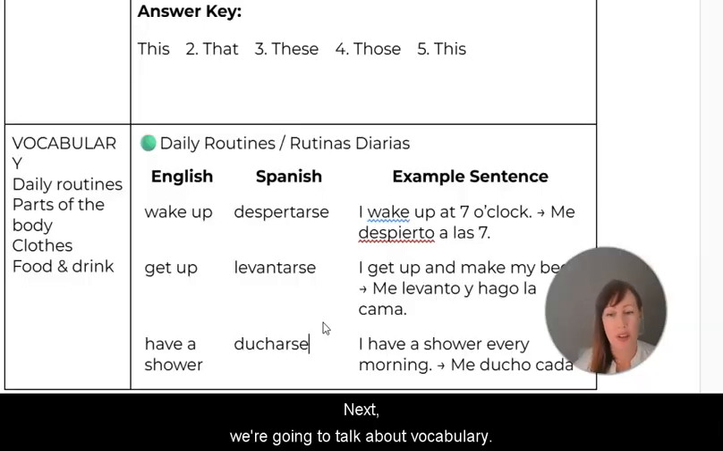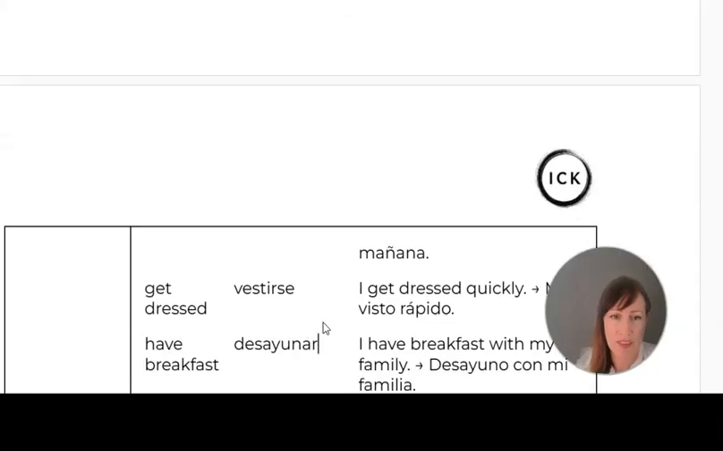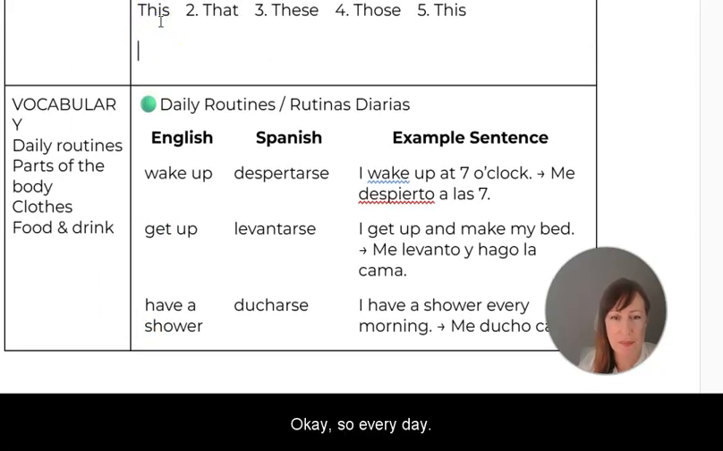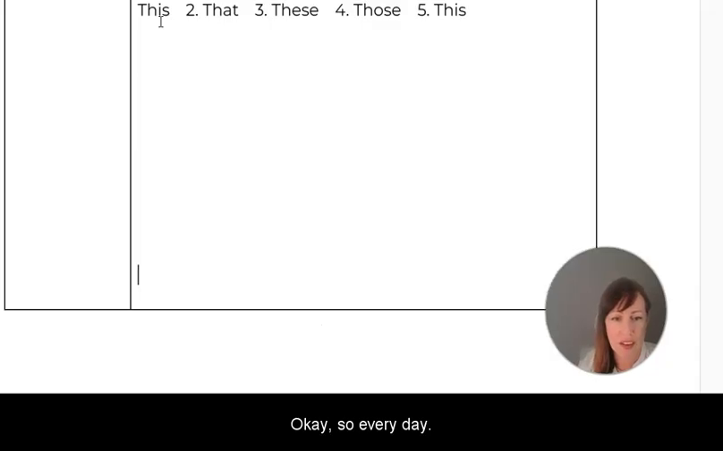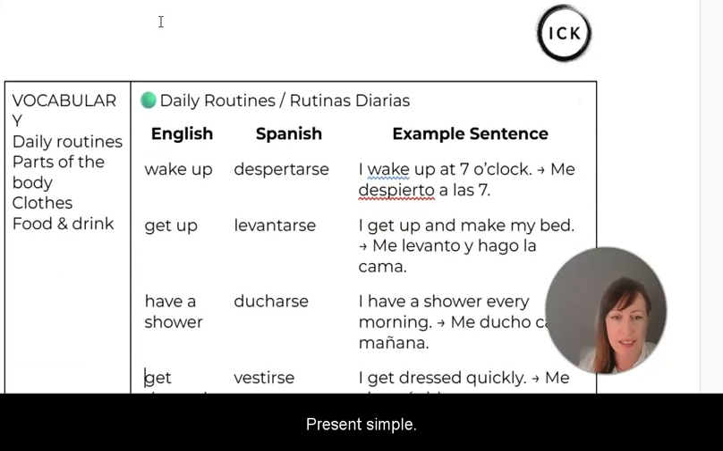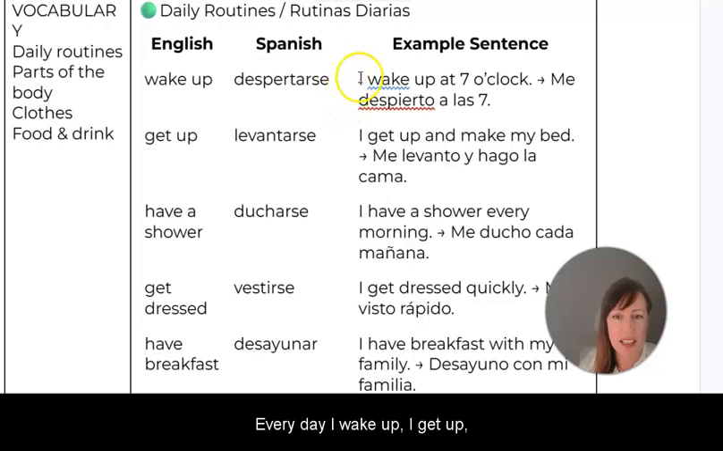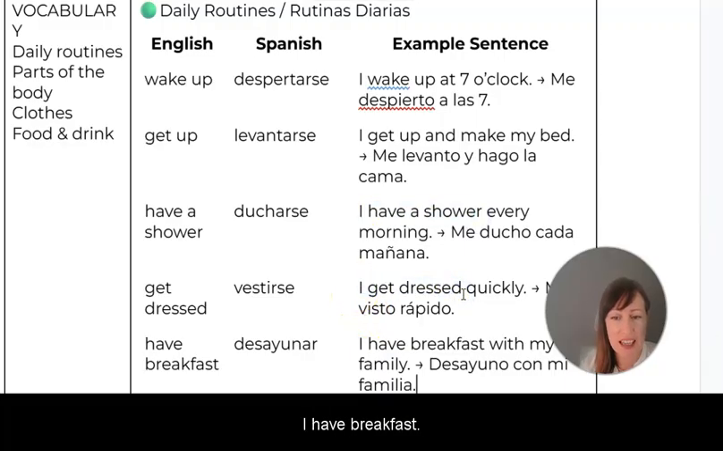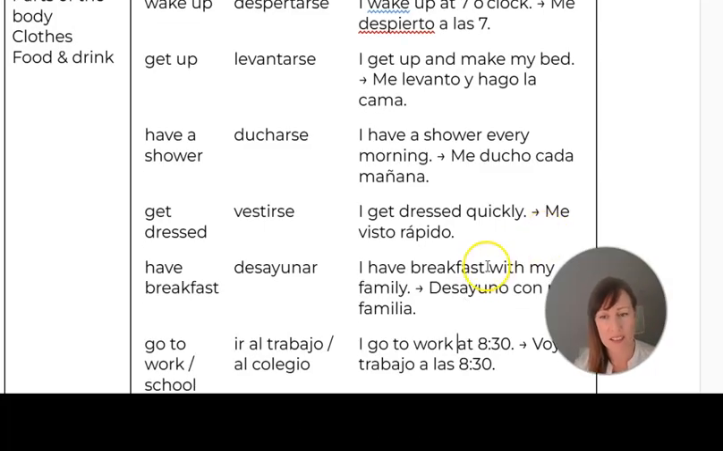Next, we're going to talk about vocabulary. The first topic is daily routines. Okay, so every day, present simple, every day I wake up. I get up. I have a shower. I get dressed. I have breakfast.